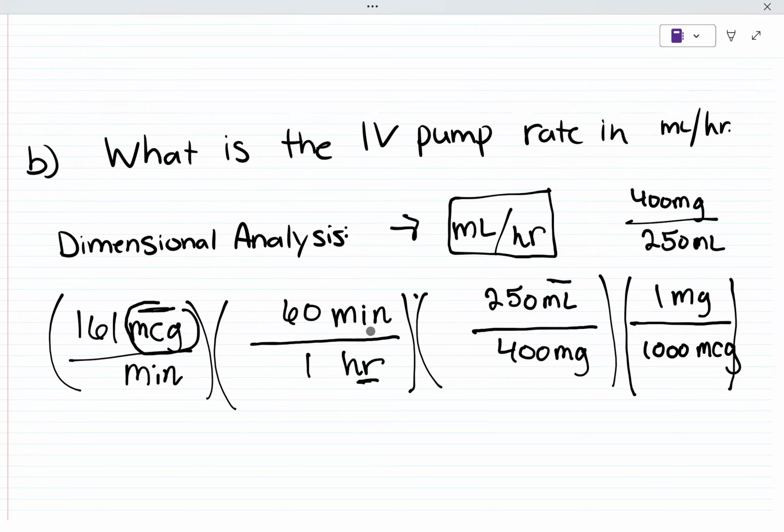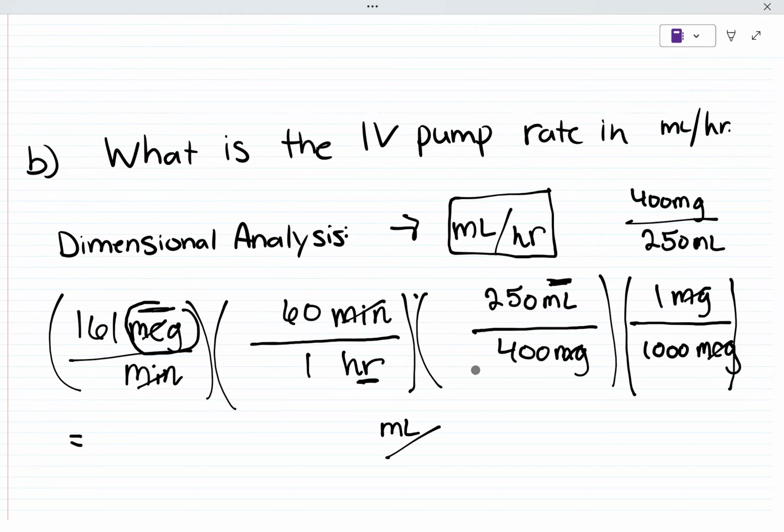Now, will this work? Let's see. The minutes disappear, the hours on the bottom don't disappear, so that's good. That's what we want. The milliliters is on top, and it doesn't disappear. That's what we want. We want milliliters on the top. We don't want that gone. And what about this mcg? Well, this mg disappears, and then this mcg disappears. So you're good.